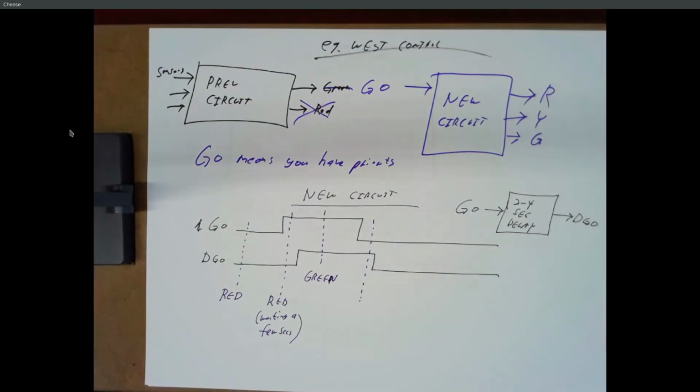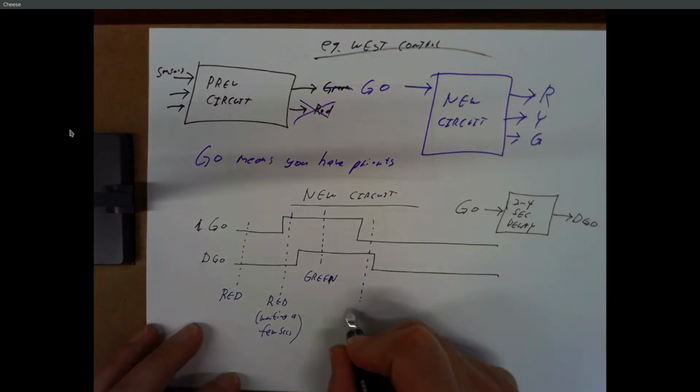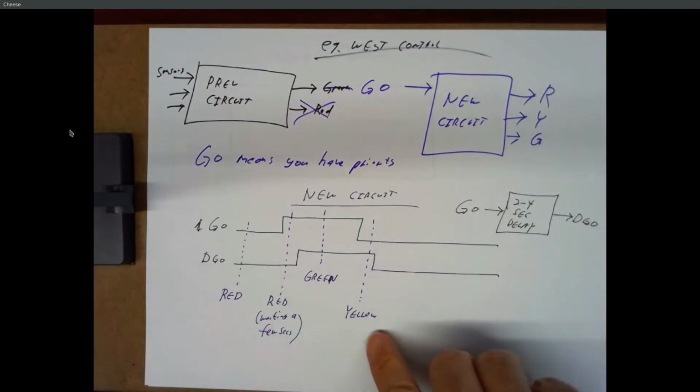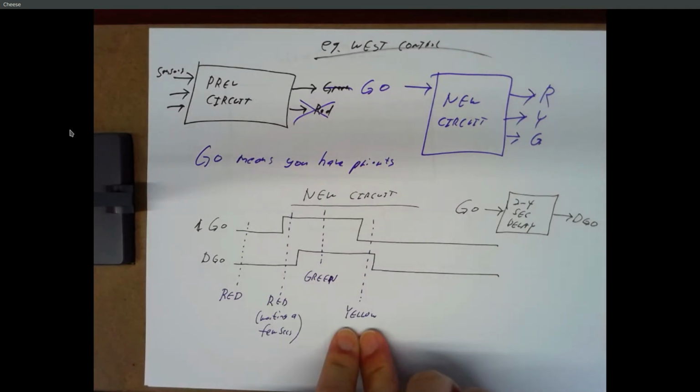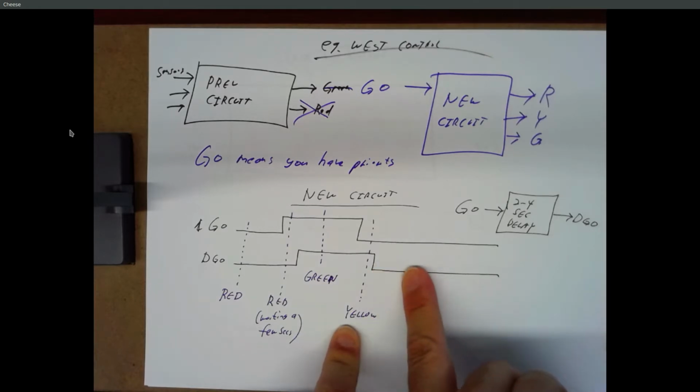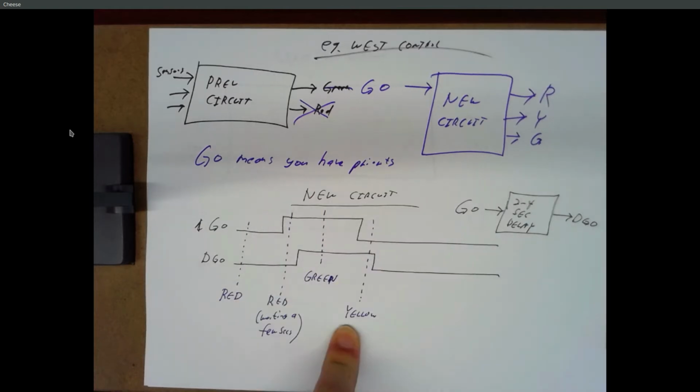All right, final possibility. You no longer have permission. Somebody else showed up with higher priority, but 2 seconds ago you did have permission. So now what color is your light? Now it's yellow. Because this basically means we just lost priority. But we're not going to turn red right away. We're going to turn yellow first. But after 2 seconds, our delayed go will be low again. That's when we're going to go red.